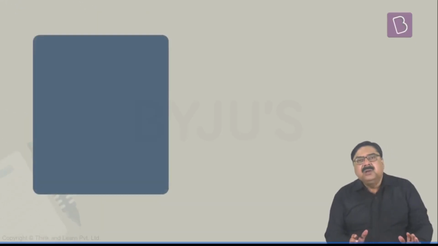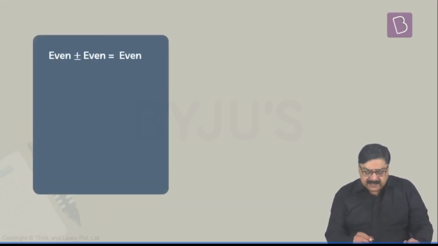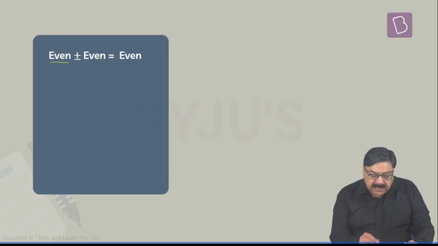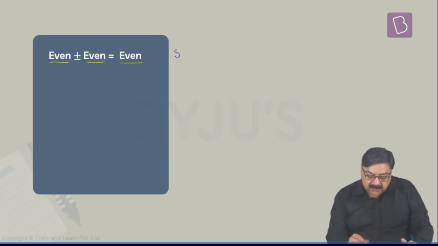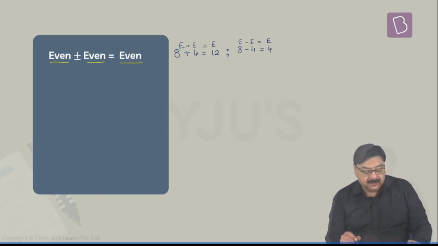Now, let's talk about even and odd quantities here. Even plus even or even minus even will always be an even number. For example, 8 plus 4 is 12. So, even plus even is even. And also, 8 minus 4 is 4. So, even minus even shall give us an even quantity.